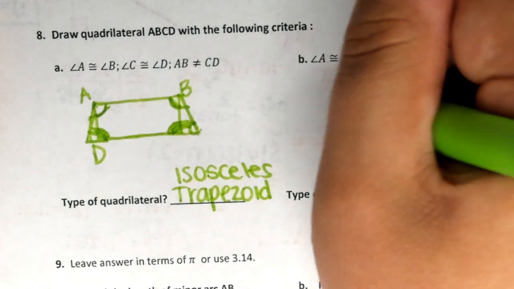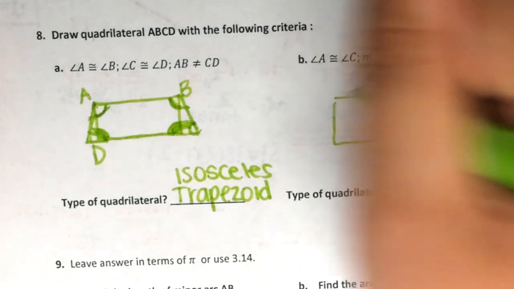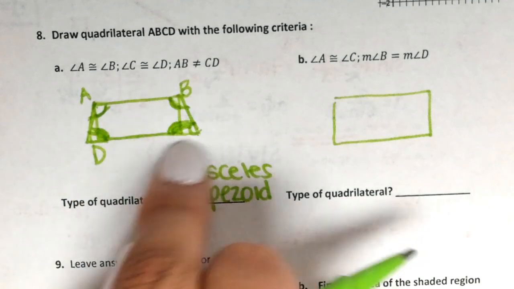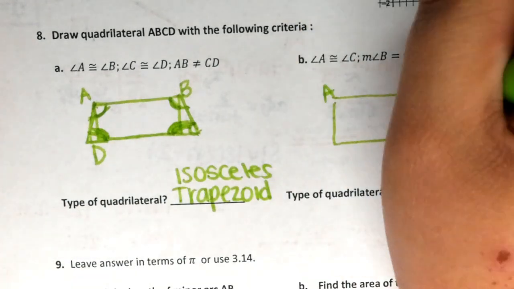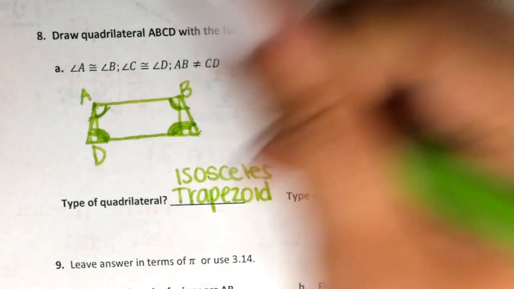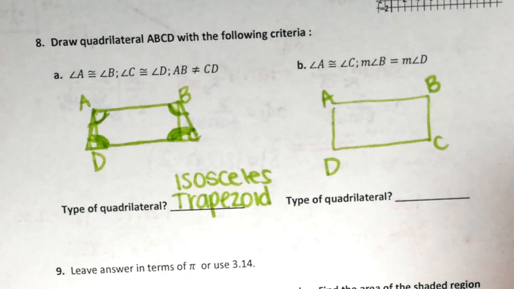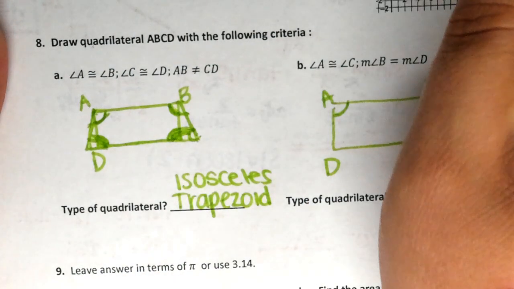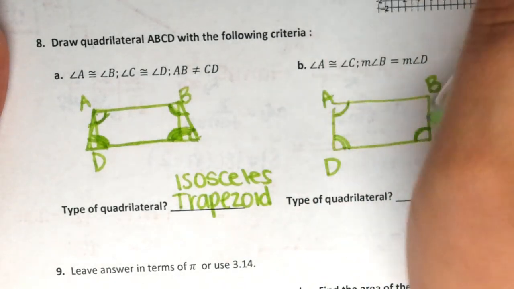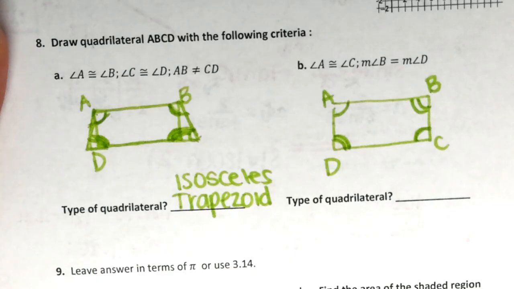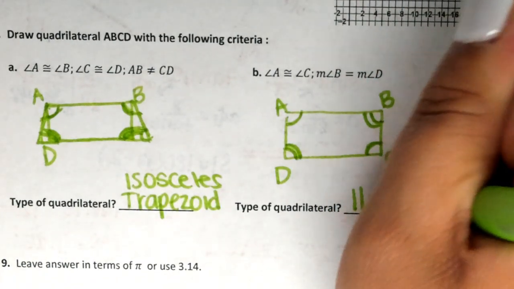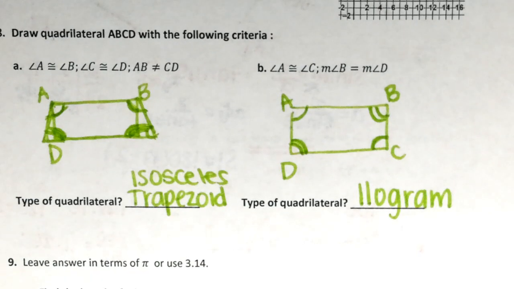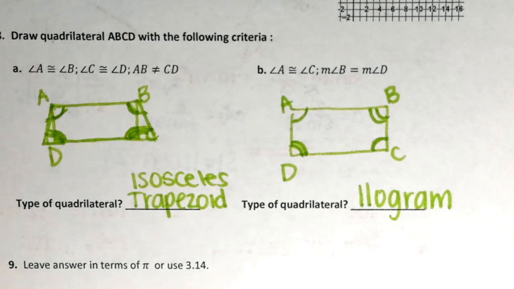The next one. By the way, make sure your letters go in order, alphabetical order, A, B, C, D. Don't go A, B, diagonal C. Don't do that. It needs to be A, B, C, D. They need to go around. This one says A and C are equal and B and D are equal. It could be a parallelogram. Quadrilateral, all of them are quadrilateral because it's four sides.